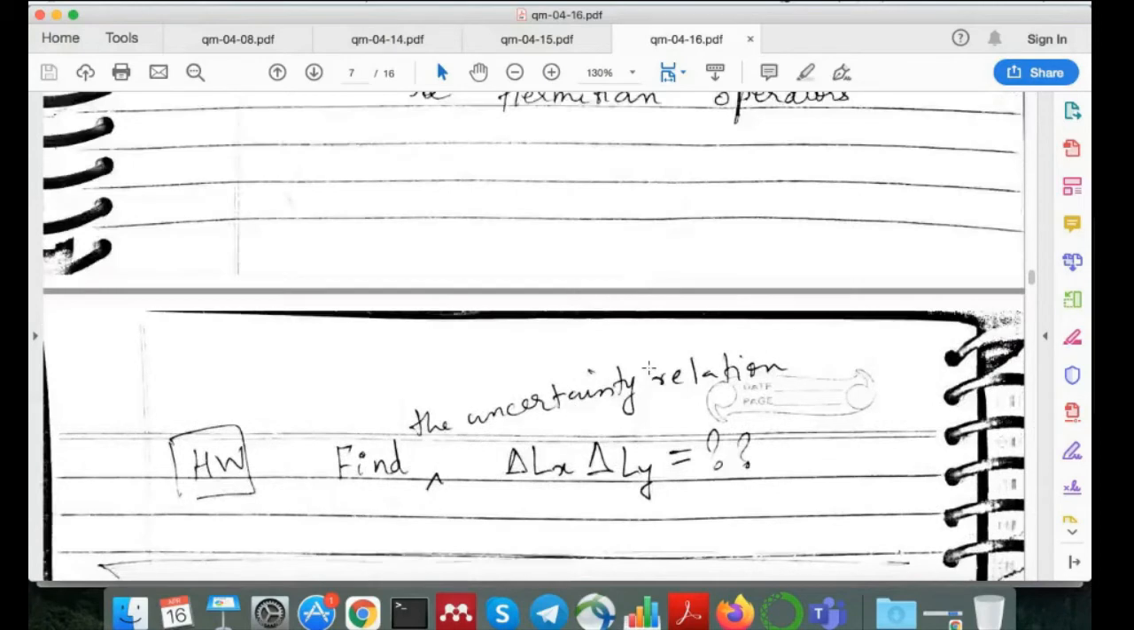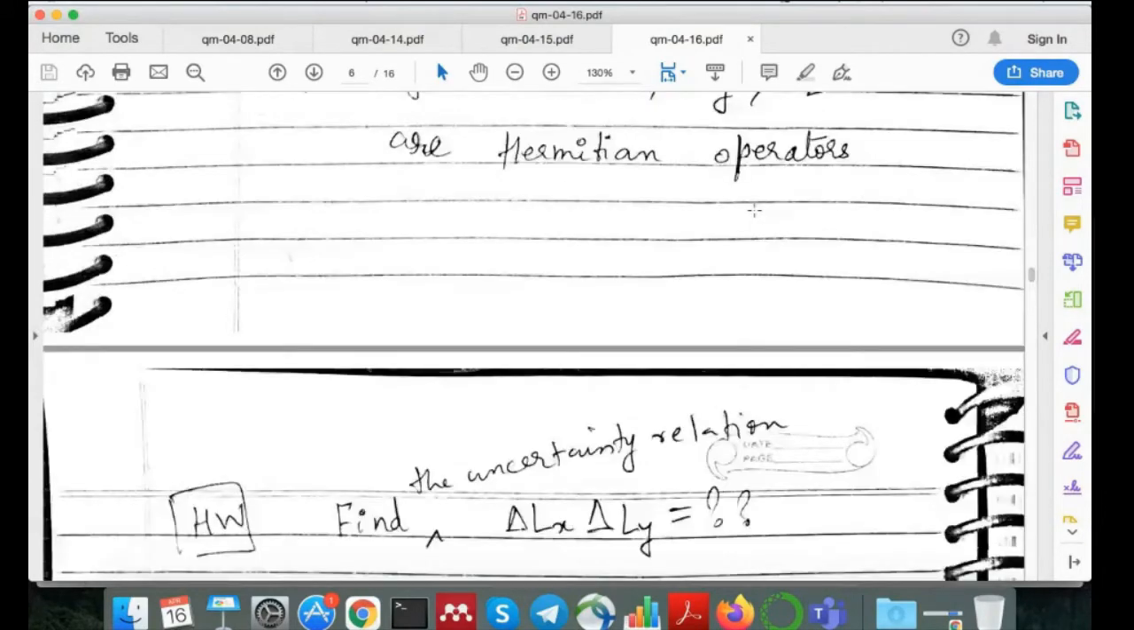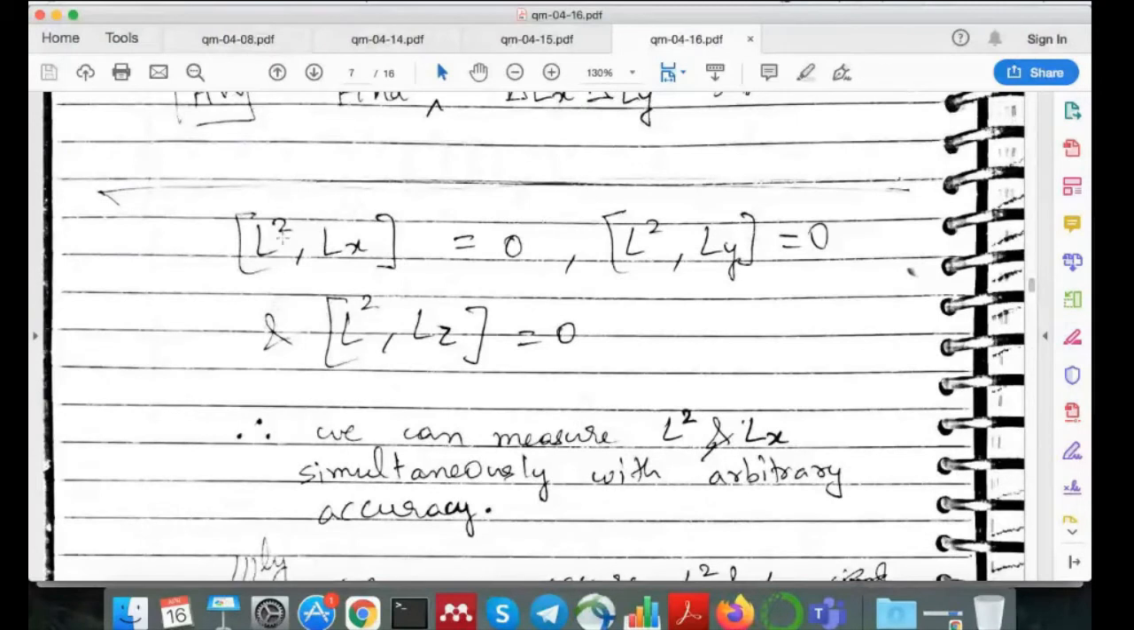Okay, now we have looked at L square, and we have looked at Lx, Ly, Lz. So there is also a commutator relation between L square and Lx, Ly, Lz, and that is basically 0. So L square commutes with Lx, L square commutes with Ly, and L square commutes with Lz. Which means that we can measure L square and Lx observables simultaneously, right? That is what it means when you say that something commutes with something else. Those two observables can be measured simultaneously with arbitrary accuracy. Similarly for L square and Ly, and similarly for L square and Lz.